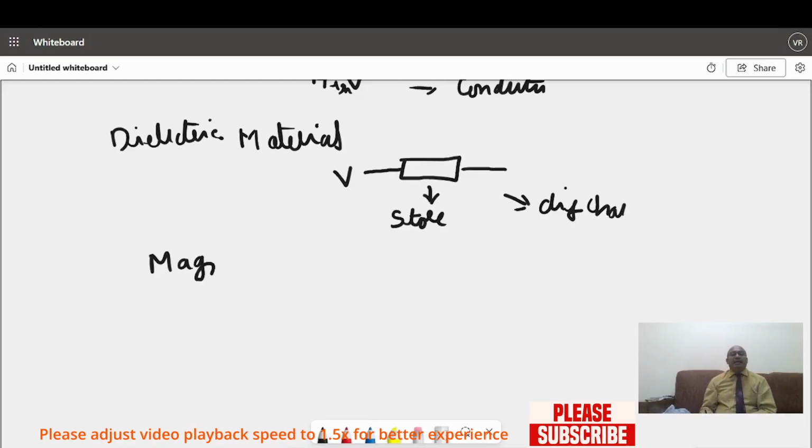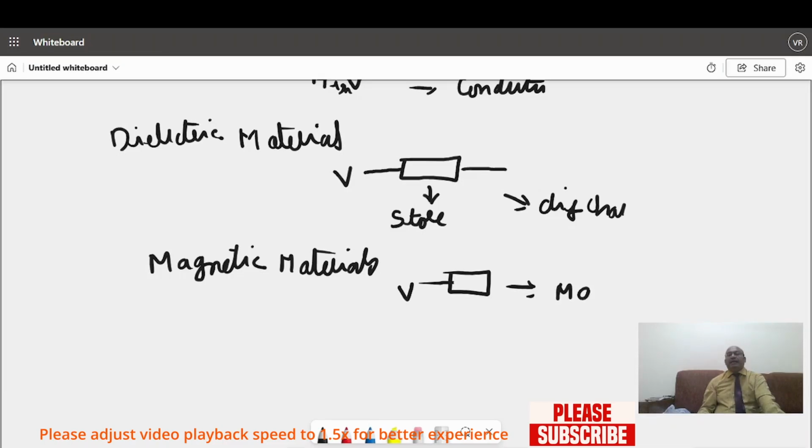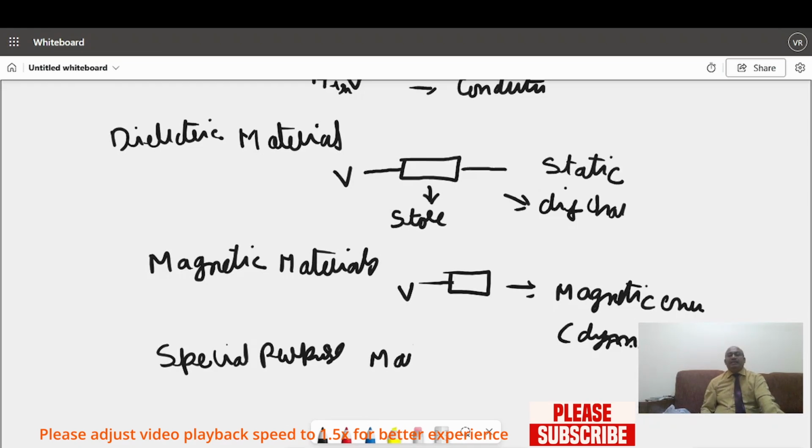Next, magnetic materials. This is a system or a component or a material. We apply the voltage, and it gives output as magnetic energy. So this is called the dynamic, and this is called the static. Next one is special purpose materials, for soldering, jointing any two materials. Like that we use some special purpose materials, like lead.